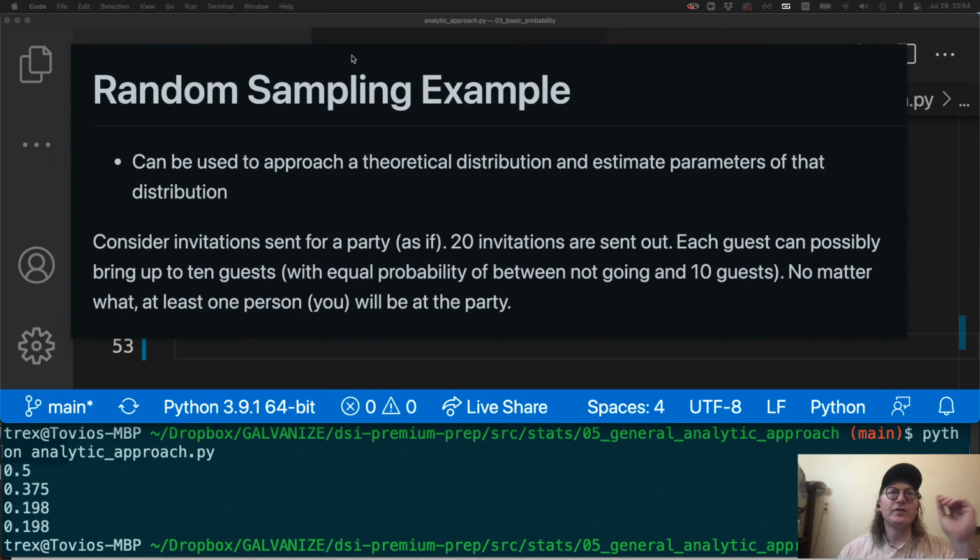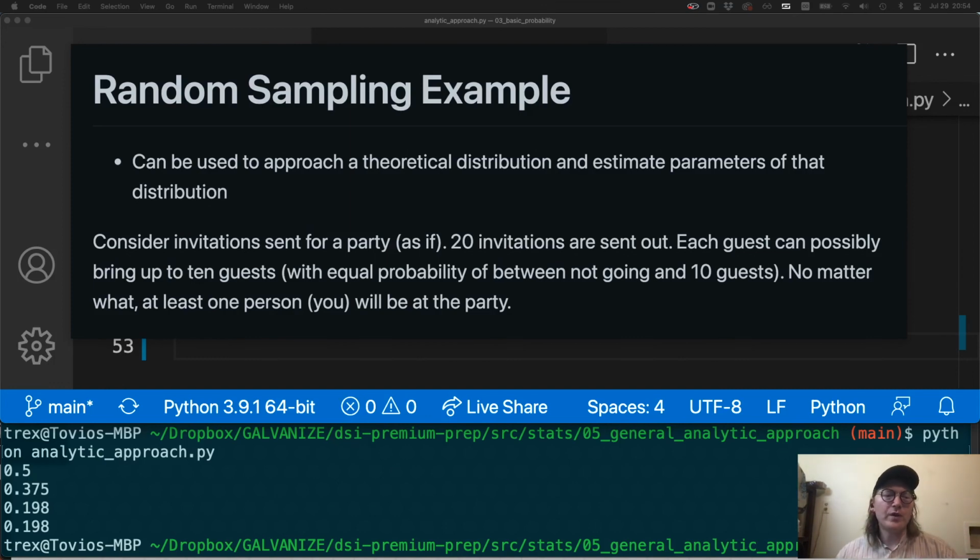So let's consider invitations sent for a party. It says as if, because I think I wrote this at the beginning of the pandemic. 20 invitations are sent out. Each guest can possibly bring up to 10 guests, with equal probability of between not going and 10 guests, where 10 guests would be that person going and bringing 10 more people. No matter what, at least one person, you, will be at the party.